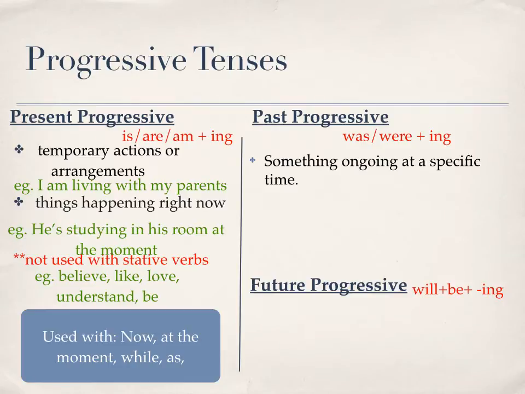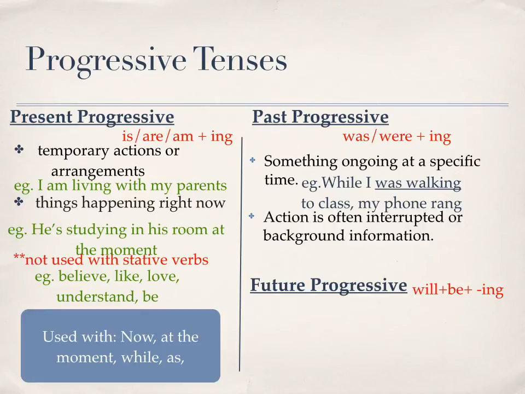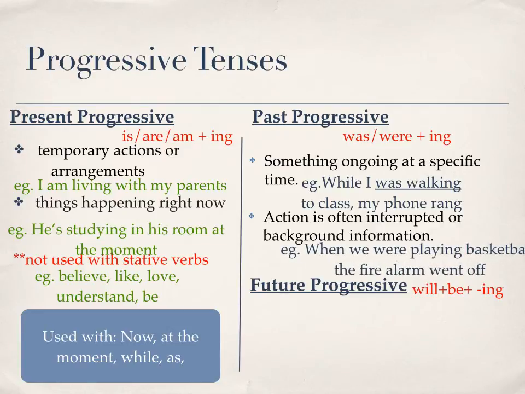Well, when do we use the past progressive? It's going to be ongoing at a specific time in the past. So while I was walking to class, my phone rang. The specific time in the past is my phone rang. And then while I was walking gives kind of background information to that. Okay, and this action is often incomplete. It's not whole. So when we were playing basketball, the fire alarm went off. Something interrupted your playing basketball.